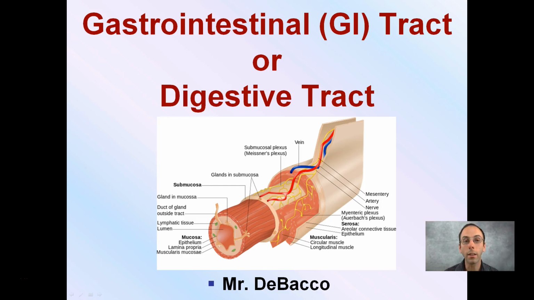Okay, here we're going to look at the gastrointestinal, often abbreviated GI tract, also known as the digestive tract. When we're talking about the gastrointestinal tract, we're looking at basically a tube. And that tube has a lot of layers to it. You can see a lot of veins, a lot of arteries, and a lot of layers to it. So we're going to look at some of what occurs in this digestive tract.